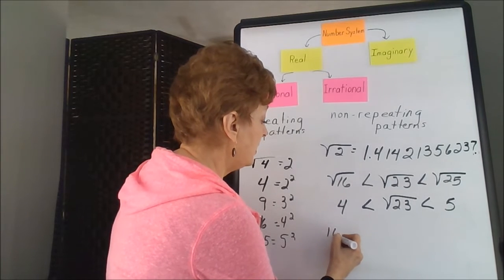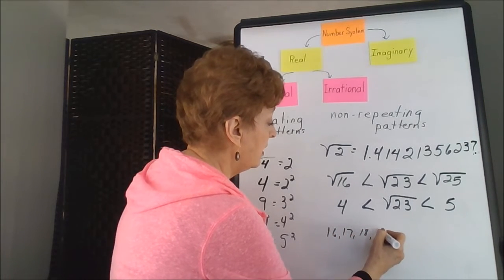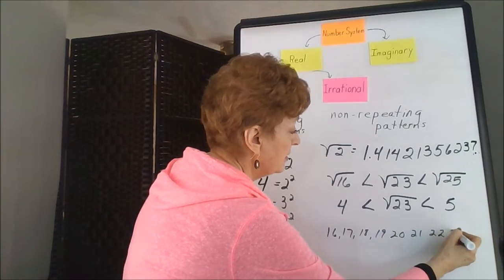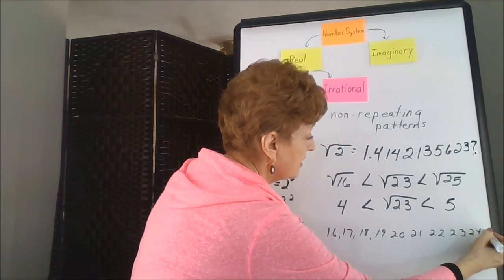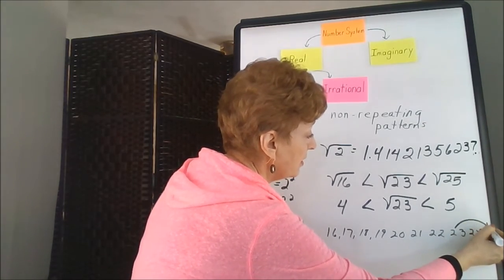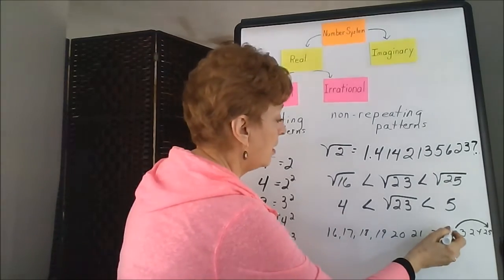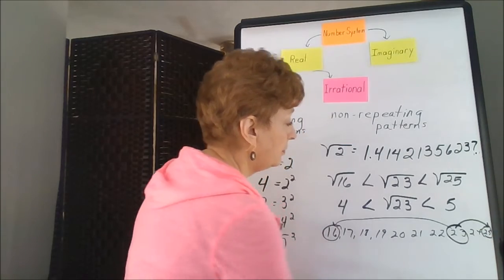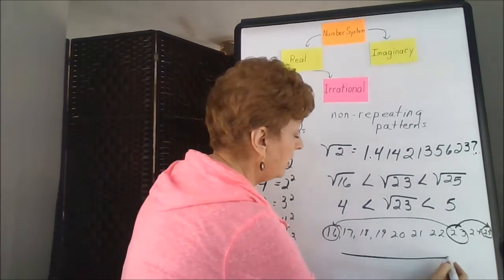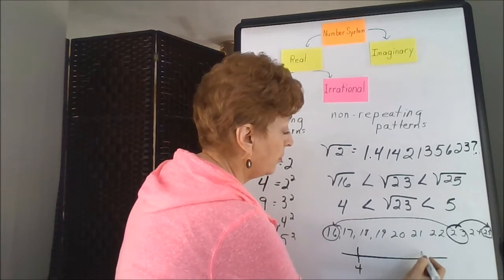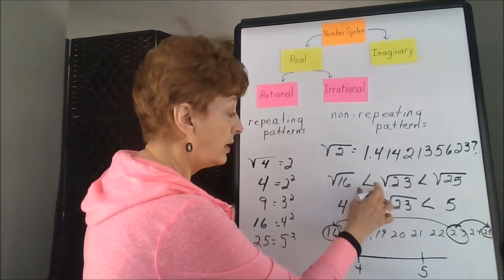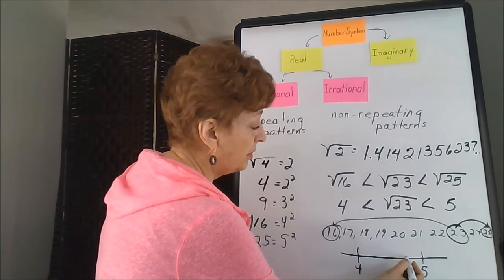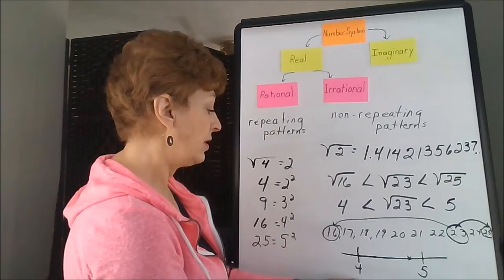Here we have 16, 17, 18, 19, 20, 21, 22, 23, 24. See how it's actually closer, the 23 is closer to the 25 than it is all the way over here to the 16. These are the numbers that we're thinking about. So on the number line, if we had a 4 on the ruler, the square root of 23 would probably be a little closer to the 5 than it is the 4.